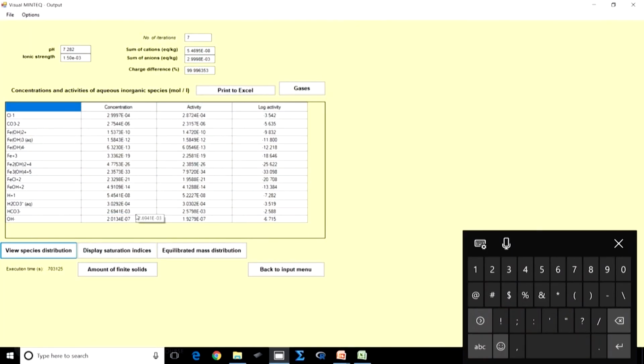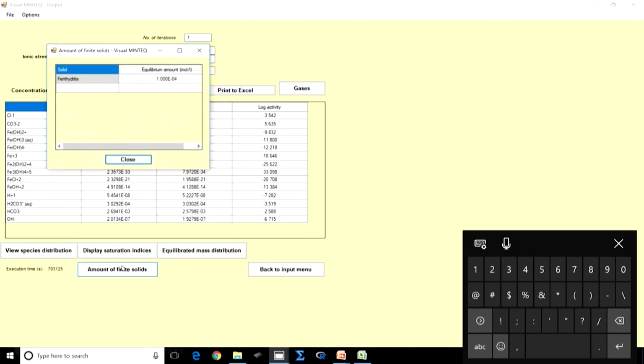So again let's go back to our particular case and look at the amount of finite solids present. So ferrihydrite is present at 10 power minus 4 molar. What does that mean? So keep in mind that FeCl3 and Fe total in that case was 10 power minus 4 molar or 0.1 millimolar, right. So here from amount of finite solids, we see that ferrihydrite concentration itself is equal to 10 power minus 4, right. What does that mean? That all the solid has precipitated out more or less, right.